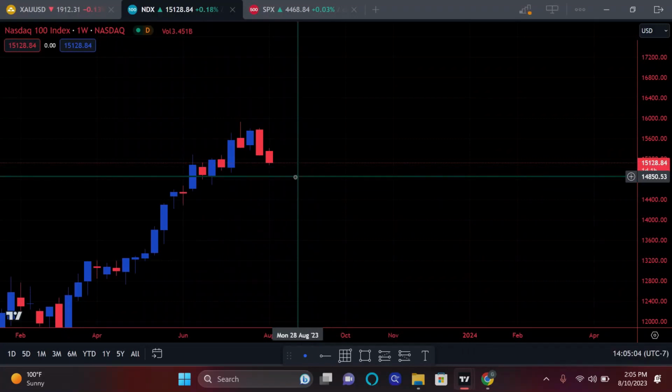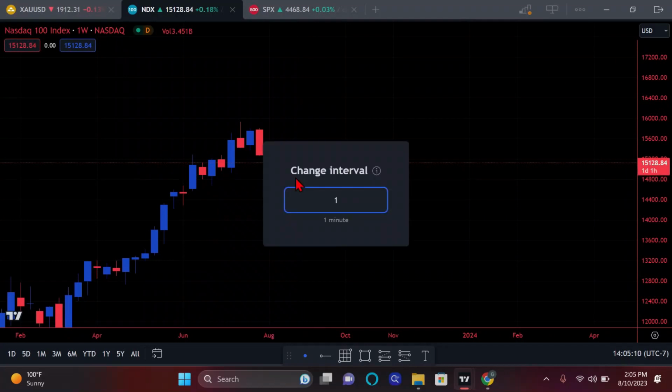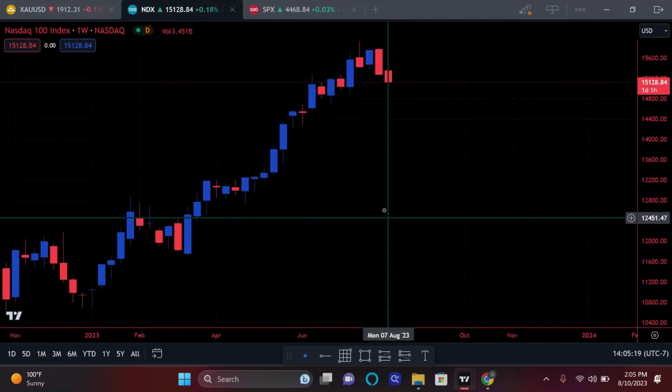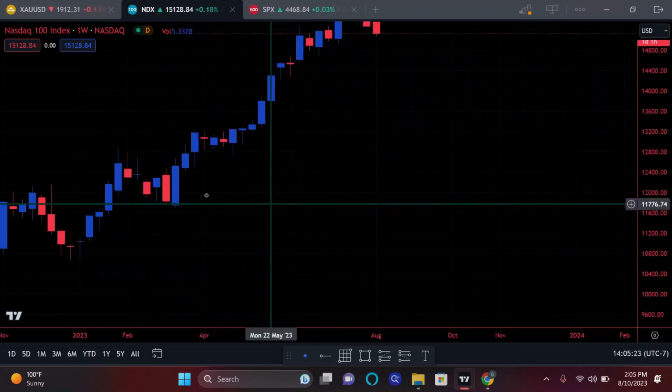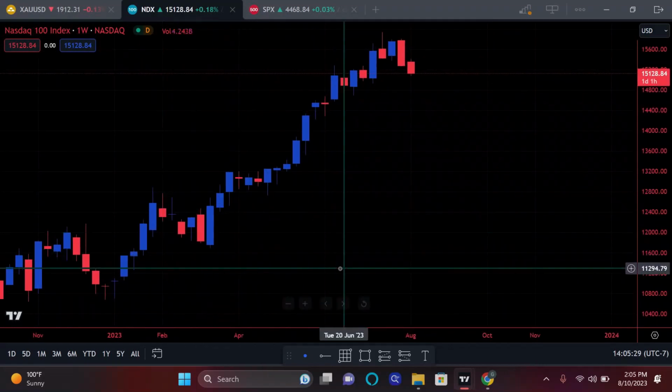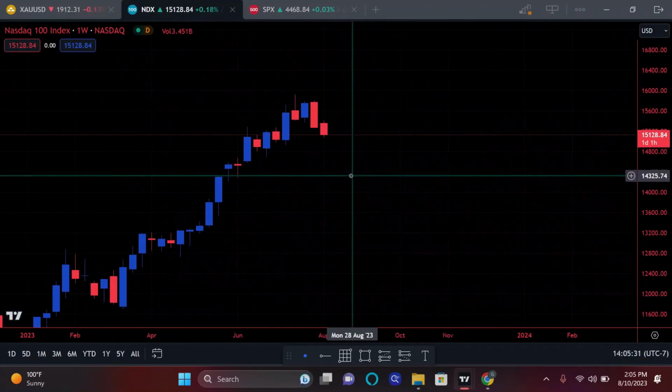So now that we know that it broke structure to the downside and we are bearish, we will be looking for shorts rather than longs, because you would want to go with the trend instead of fighting against it. Notice how it breaks structure to the upside and then it just continues to go up. You don't want to go against the trend. Why would you fight against the trend when you want to go with it to catch the bigger move?